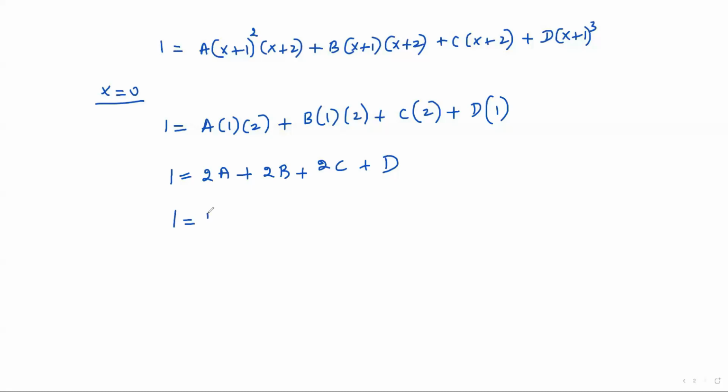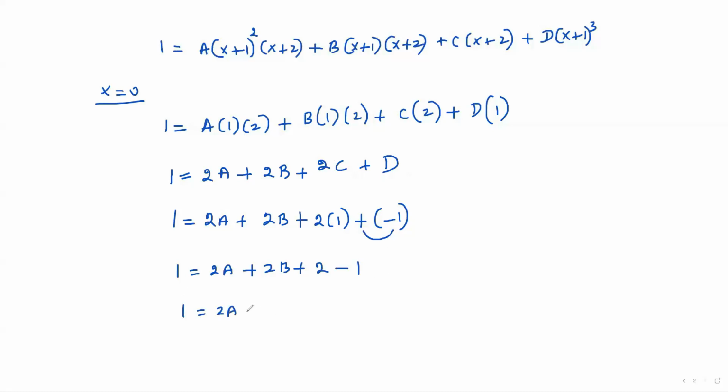I can plug in C is equal to 1 and D is equal to -1. When I do it, I'll be getting 2 times 1 positive D, which is -1. So 1 is equal to 2A positive 2B. Positive 2 times 1 is 2 and positive times negative will become -1. So 1 is equal to 2A positive 2B. When I combine 2 and -1, it's just 1.